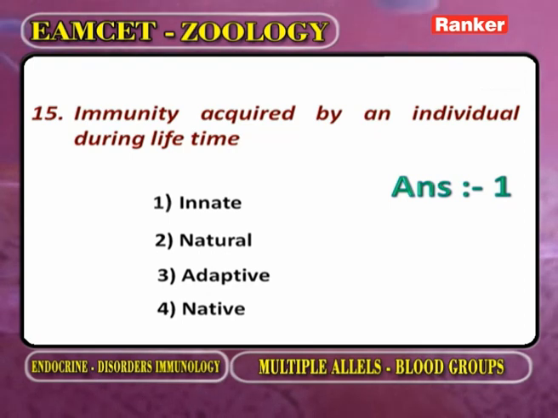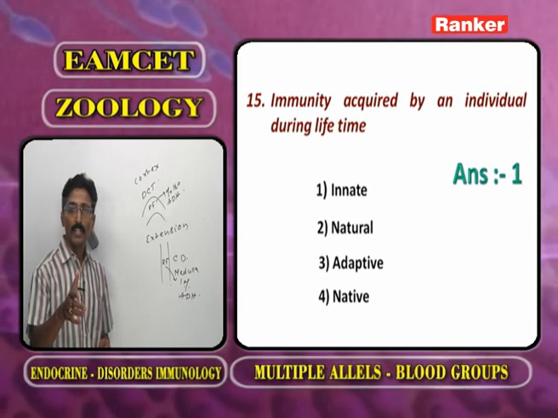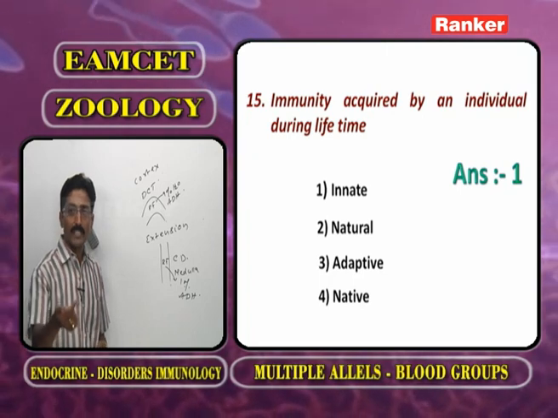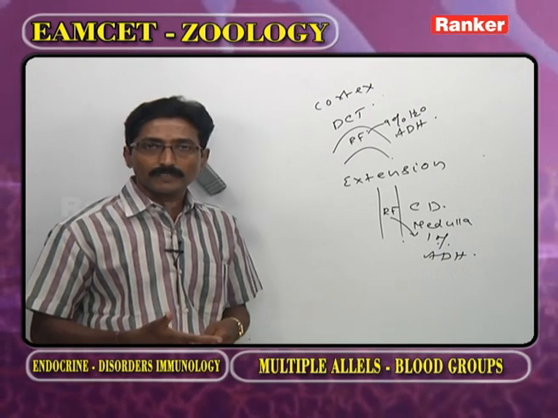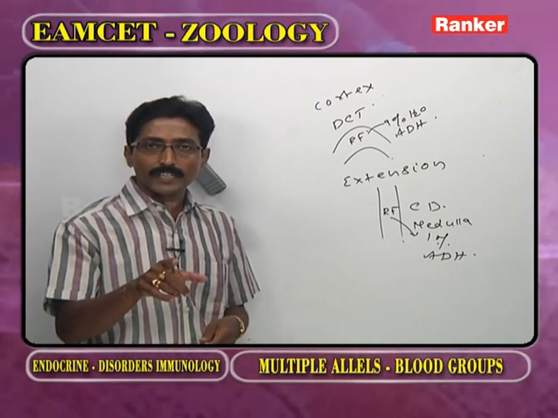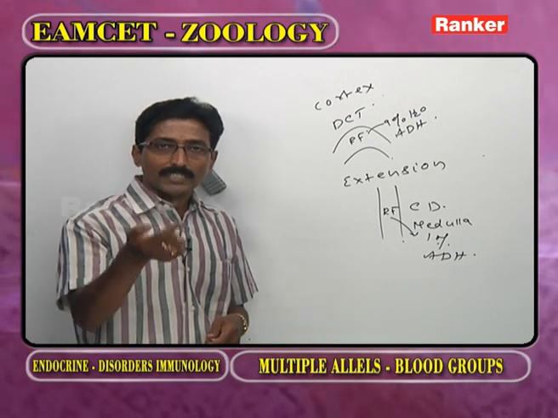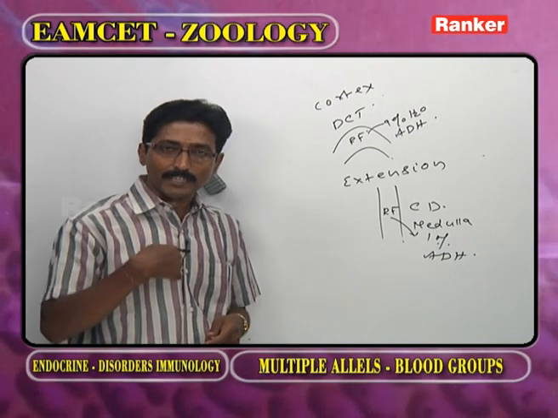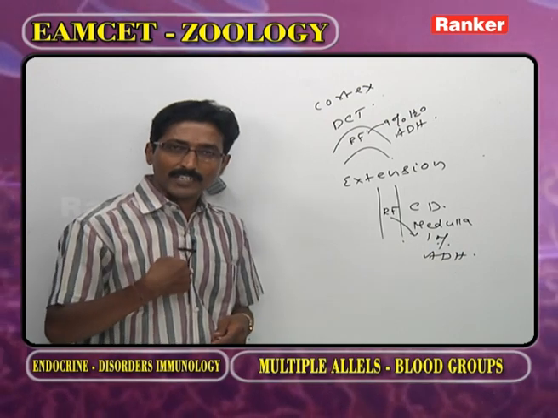Immunity acquired by an individual during the lifetime. What is meant by immunity? Immunity means the resistance power. Whenever the antigen enters into the body, we get immunity. That is the property of antigen. You have to observe the words. Whenever the antigen enters into the body, for example, a bacterium, a virus, or a foreign particle enters into the body.